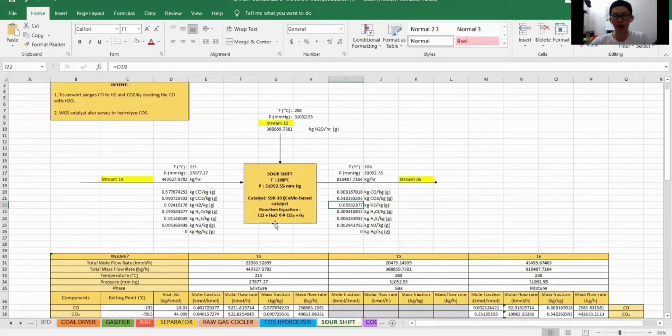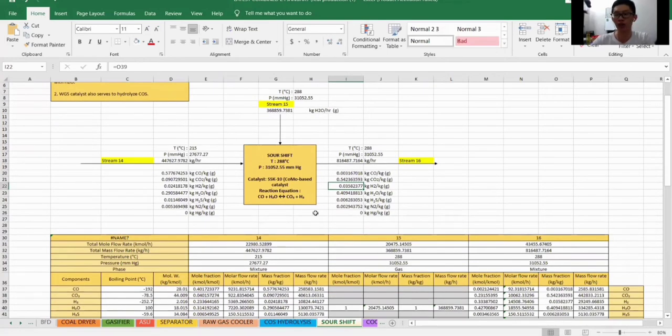Then we go to another unit, which is the sour shift. The reason why we use coal is to get H2. So the sour shift is to increase the amount of H2 by undergoing a reaction where it converts CO into CO2 and H2.